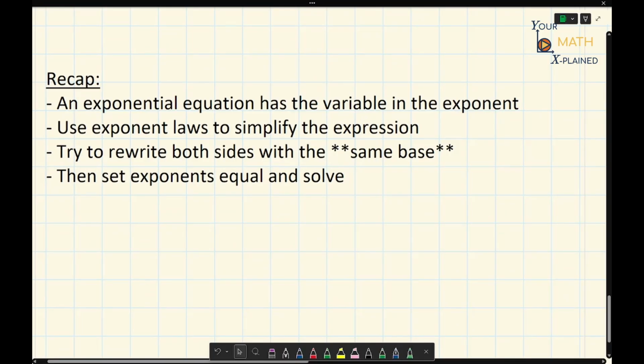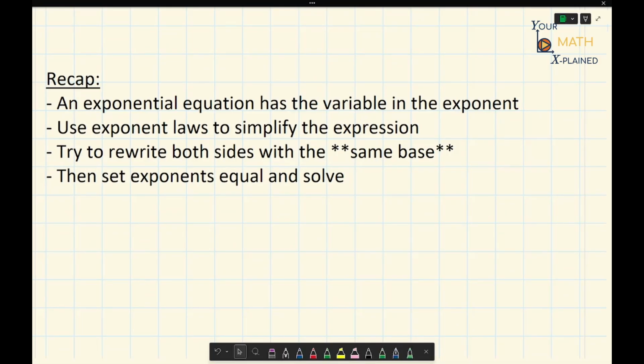So now, let's do a quick recap of what we have covered in this video. The first thing we talked about was what exactly is an exponential equation, and that is when the equation has the variable in the exponent. And we went over our exponent laws, which are used to simplify expressions so that we can rewrite both sides and get them to the same base. And once we do get both sides to the same base, then we set the exponents equal to each other, and then we solve for the variable.